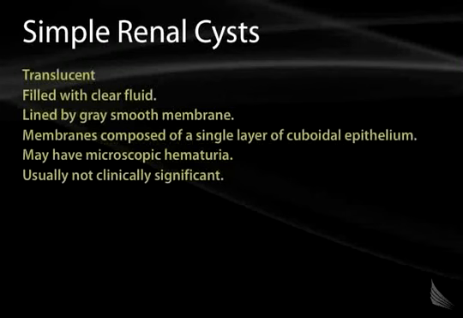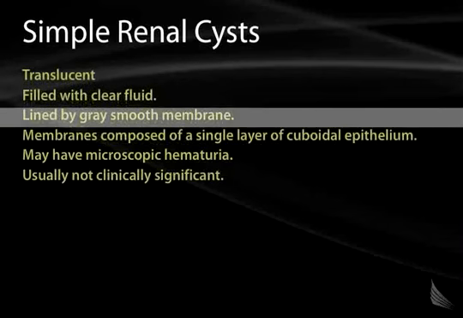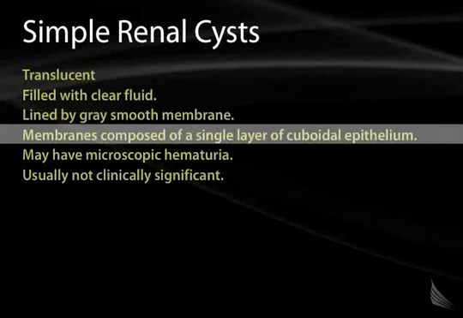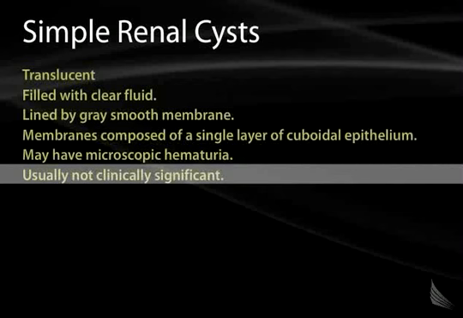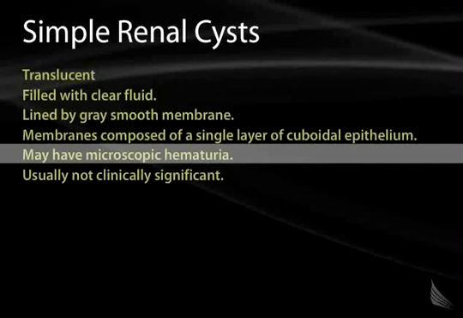Now, you can also have simple renal cysts. These are usually single cysts that form in kidneys, and this is a very, very common occurrence. These cysts are usually translucent, they're filled with clear fluid, and lined by a gray smooth membrane. These membranes are composed of a single layer of cuboidal epithelium, reminiscent of the epithelium that you see in the urinary tract. Usually these are clinically insignificant, usually cause no clinical consequences whatsoever, except that a few people may develop microscopic hematuria as a result of these.